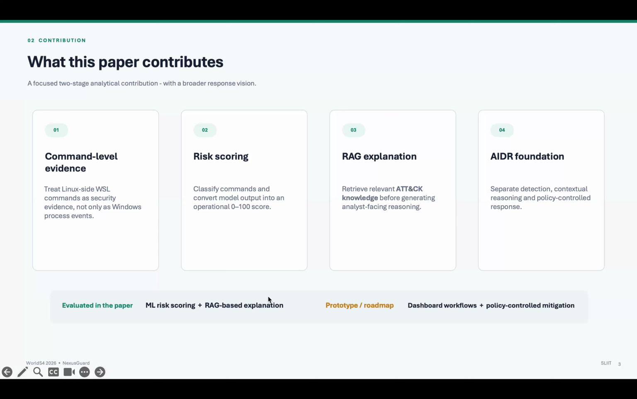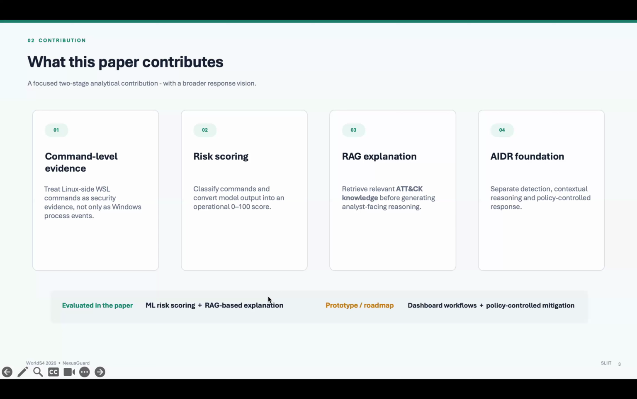Third, we use retrieval augmented reasoning. Instead of asking an LLM directly to explain the event using only its general knowledge, we first retrieve relevant attack content from MITRE ATT&CK and supply it as evidence.